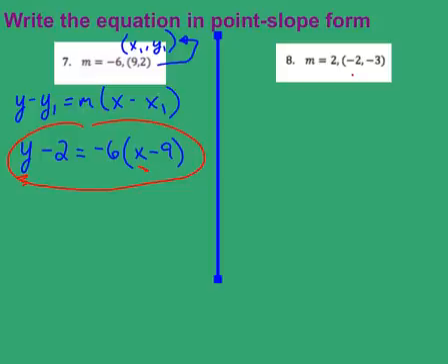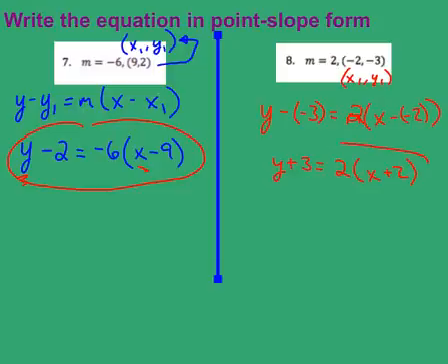So like the other one, I have x1, comma y1. So what I would say is y minus a negative 3 equals m, x minus a negative 2. I would probably rewrite that as y plus 3 equals m is 2 here, so I'm going to write 2x plus 2. So those would be your two answers. Notice how the minus and negatives became pluses. That's something you should have a strong grasp of at this point.